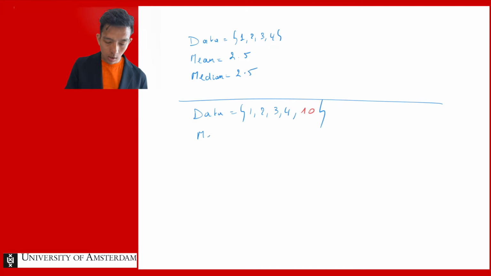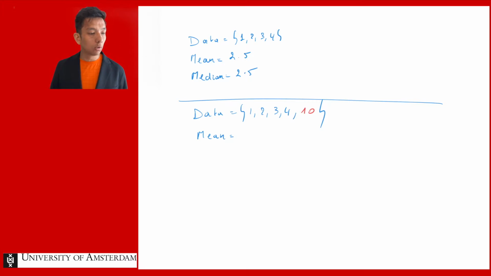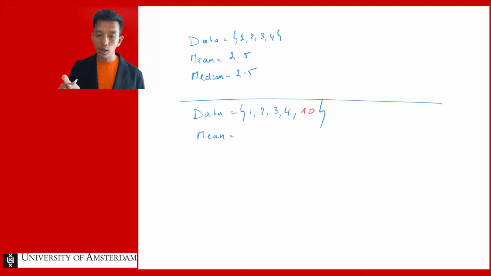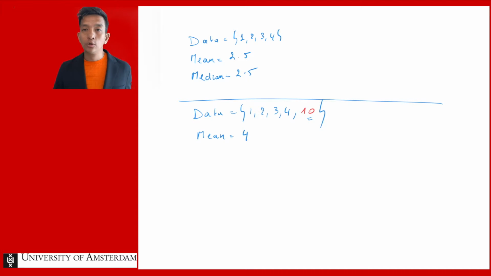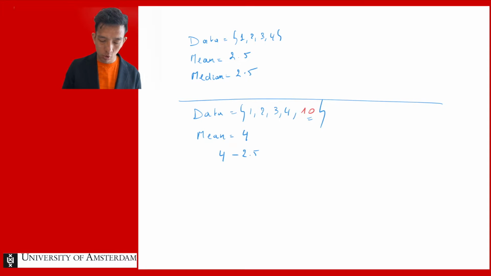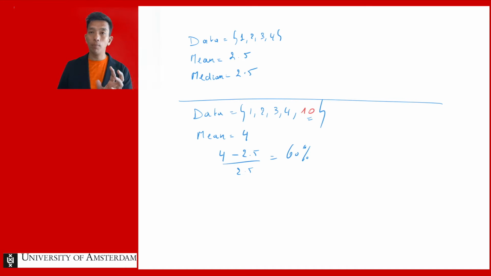In this case, the mean is equal to, you add all the observations, plus now you also have this 10, you divide by 5, because you have 5 observations, you find that the mean is equal to 4. So the mean, by adding just one observation, jumps. It is now 4. It was before 2.5. So that is an increase of 60%. So by adding one observation, your mean increases by 60%.